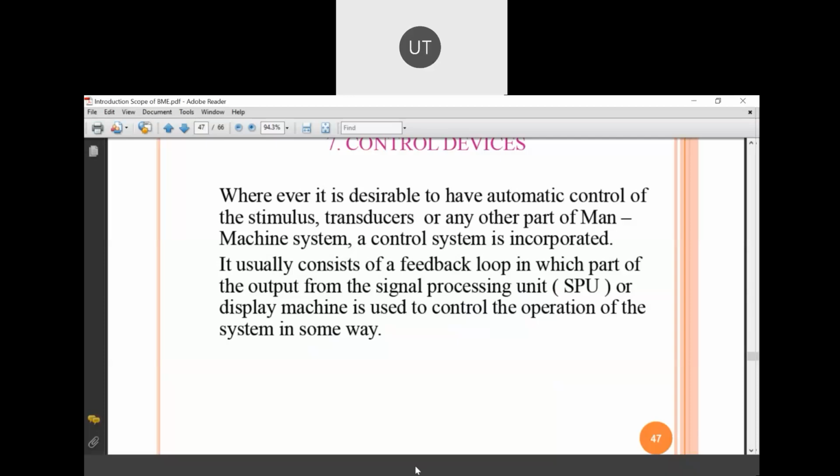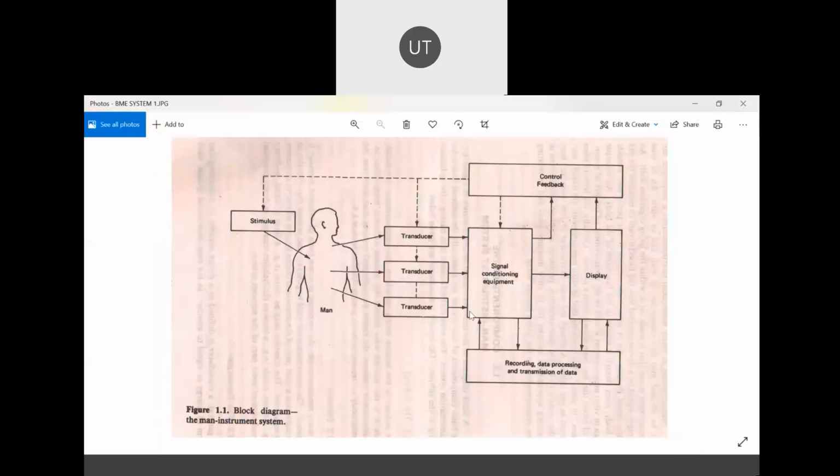Okay, so basically I'll share one of the block diagrams with you, and then we will stop. I think you are going to see this diagram. It is a block diagram for the man-instrument system.